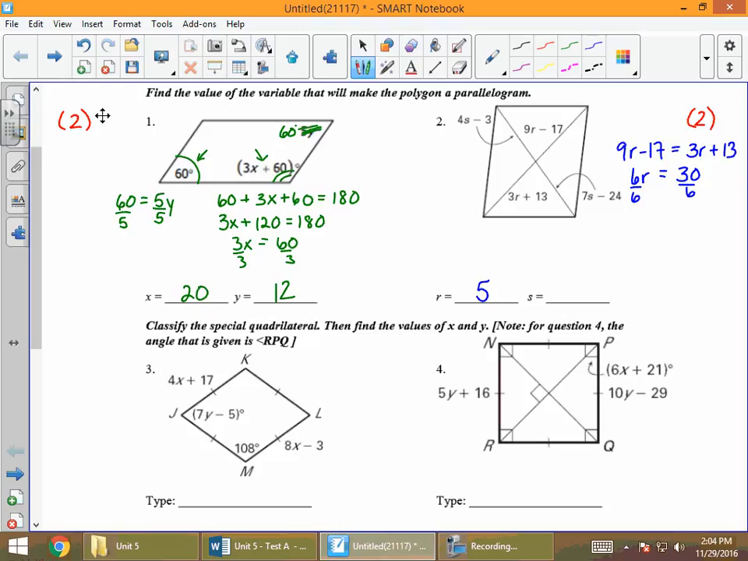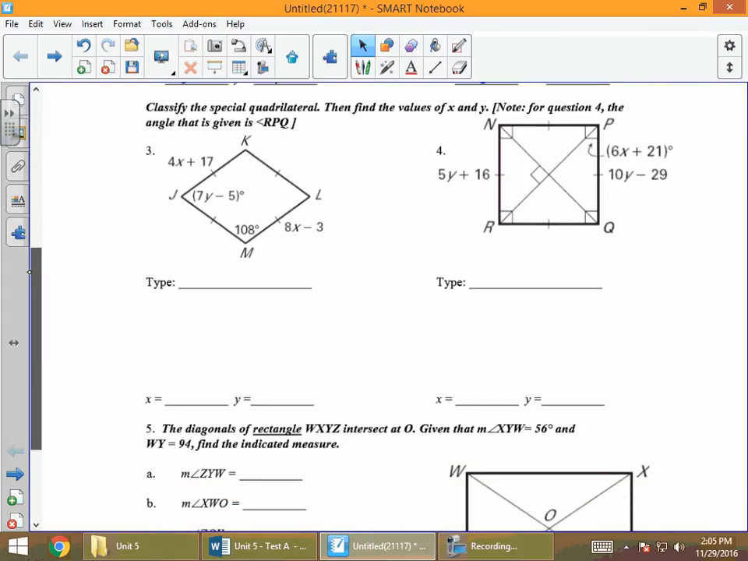Similarly, the other diagonal. This piece has to be the same as the lower piece. So if I take my 4s minus 3, and I set it equal to the lower right-hand piece, 7s minus 24. Subtract 4s on both sides, gives me 3s. Add 24 on both sides, gives me 21. And then I divide by 3, and I find s to be 7. So, question number 2, you had to know that diagonals bisect each other.